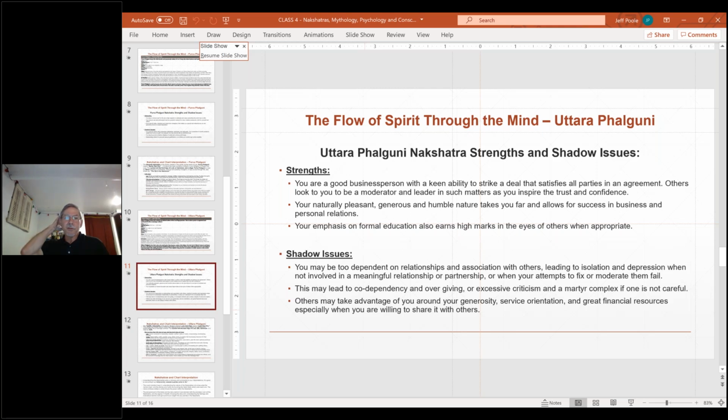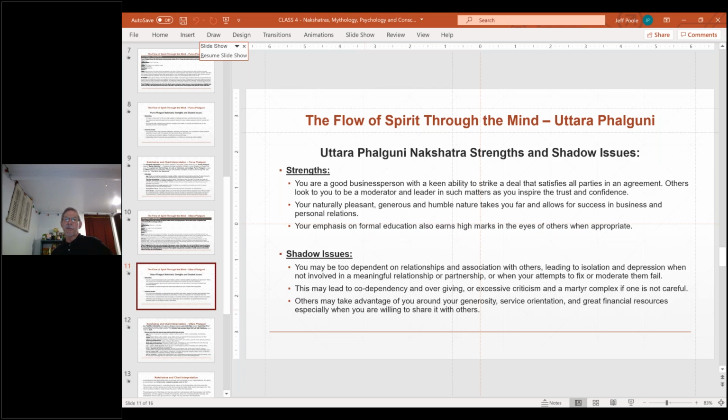So the shadow issues are that you might become too dependent on the relationships and your associations with others. And so that can lead to isolation and depression when you're not involved in any kind of meaningful relationship or partnership. When you attempt to fix or moderate them and they fail, this is a characteristic of the shadow side of this. It can also lead to codependency and maybe giving too much to the other person, or giving too much criticism and taking on a martyr complex if you're not careful.